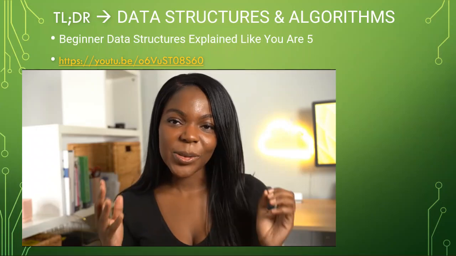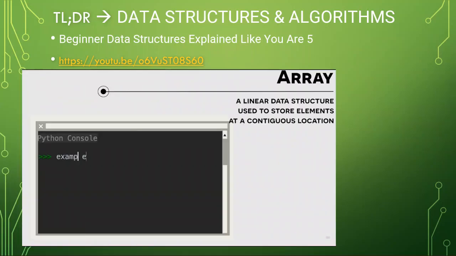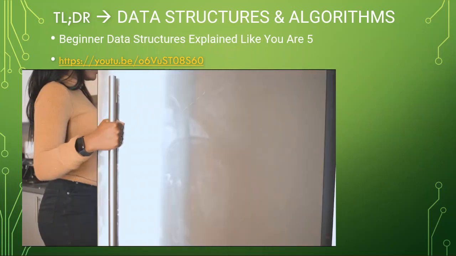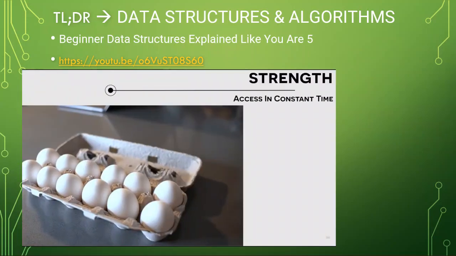So let's start with the most common data structure that you're going to see, which is the array. An array is a linear data structure of fixed size used to store the same type of elements at a contiguous location. The locations are also called indexes, and in a computer, the index represents the location of the object in memory. Visually, an array reminds me of an egg carton and has a lot of the same properties.